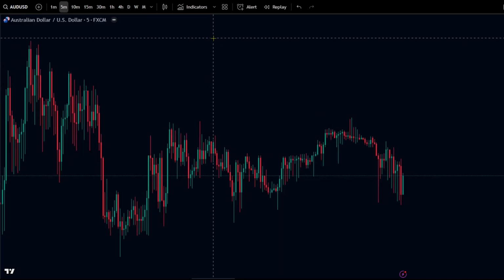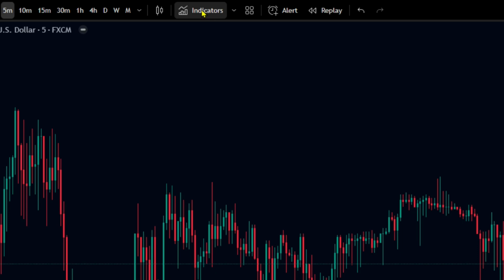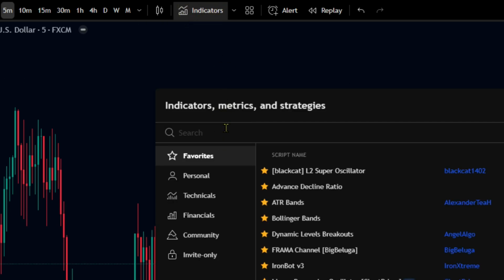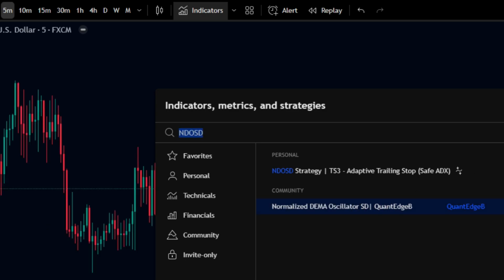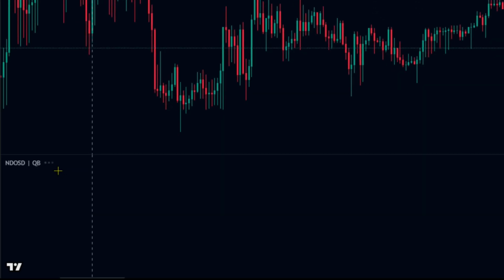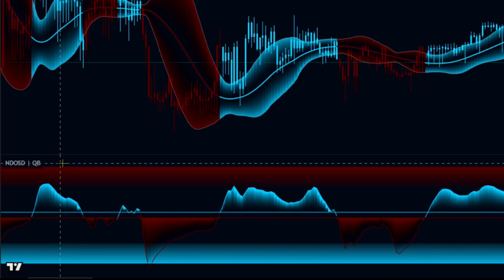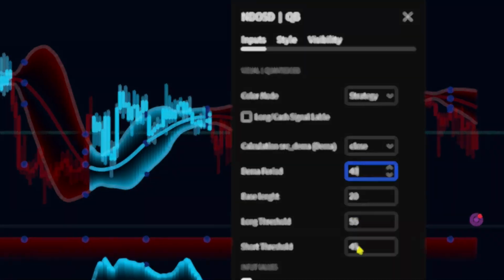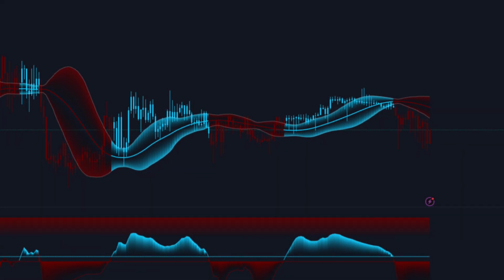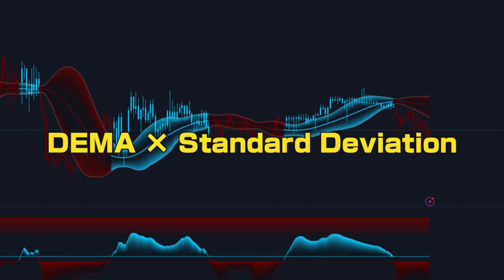First, open TradingView and click on Indicators at the top. In the search bar, type NDOSD, then select Normalized DEMA Oscillator SD. Click on Settings, then go to the Parameters tab. Change the DEMA period to 40. NDOSD is a high-performance oscillator made from DEMA and standard deviation.